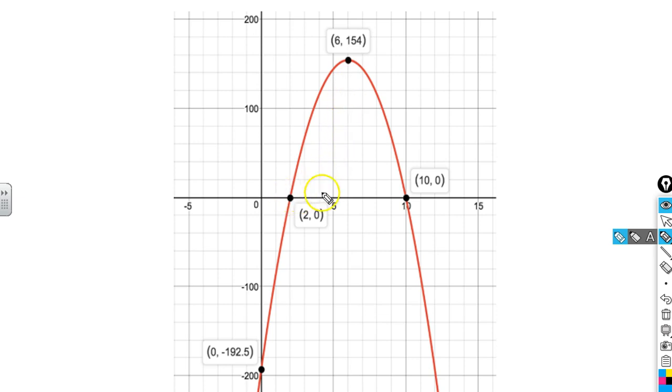So if we look at the portion of our graph, this relative domain here for profit from 2 to 10, we can tell that the range for that portion of the graph would be from $0 being made all the way up to $15,400 being made.